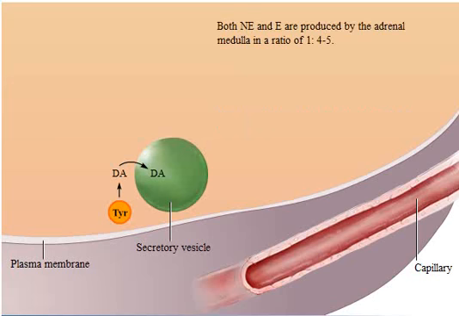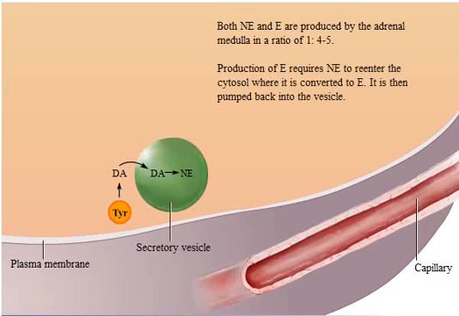Both norepinephrine and epinephrine are produced by the adrenal medulla in a ratio of 1:4 or 1:5. Production of epinephrine requires norepinephrine to re-enter the cytosol, where it is converted to epinephrine. It is then pumped back into the vesicle.